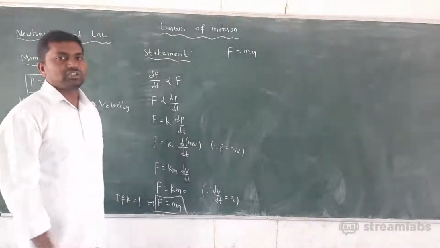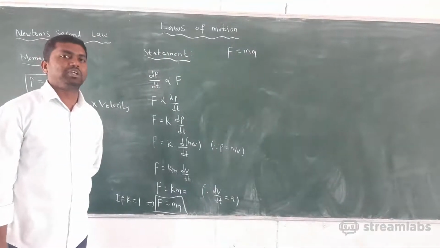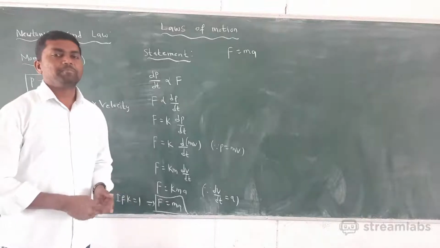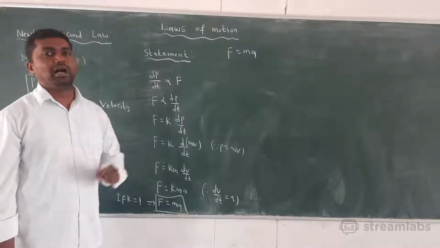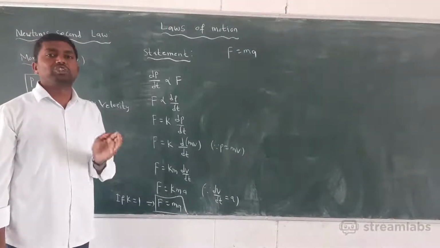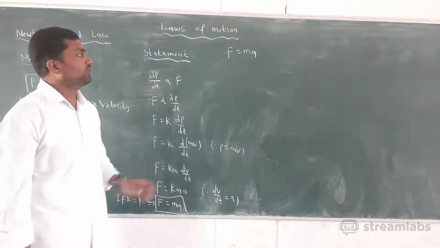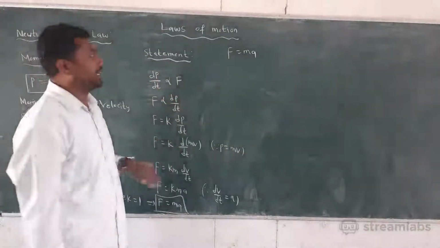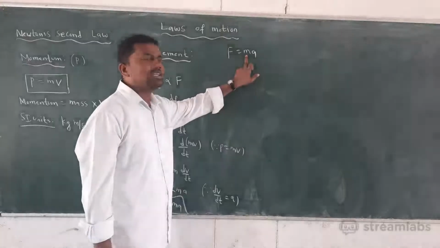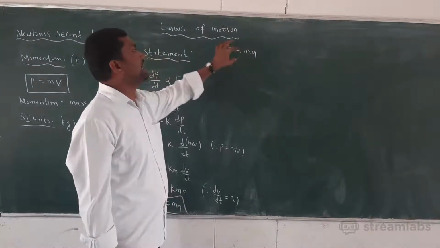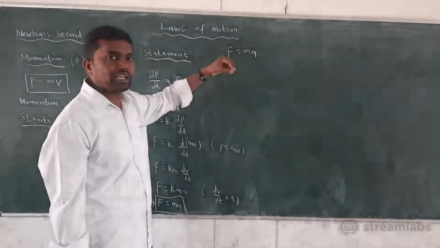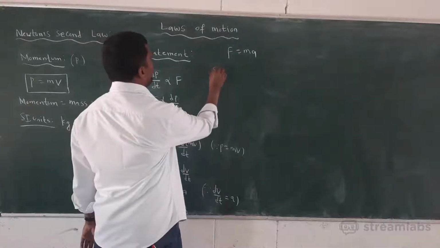So force is a physical quantity. It is used to change the state of the object or its linear motion in a straight line. So F is equal to ma. The product of mass and acceleration is called force. Now we can write the SI unit of the force.